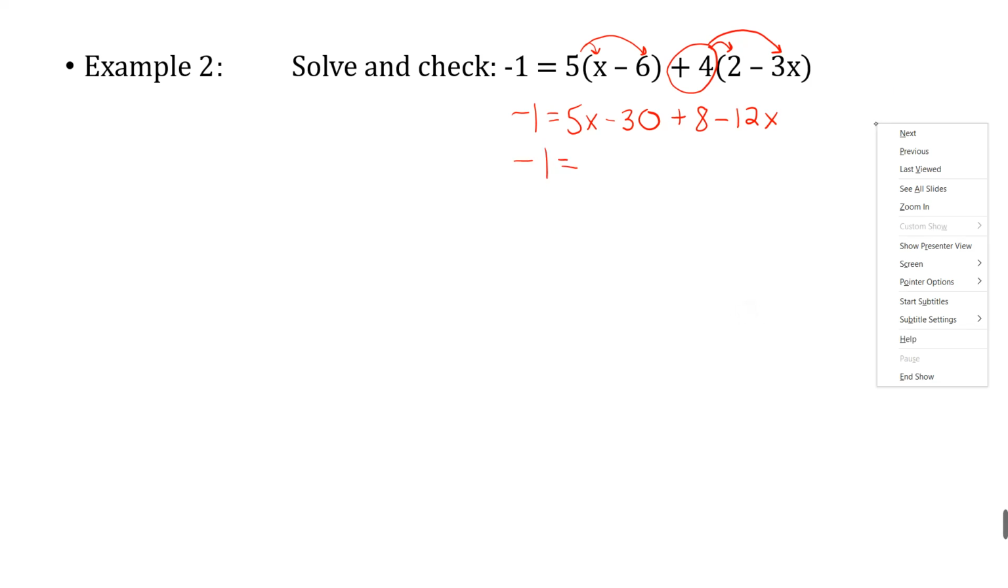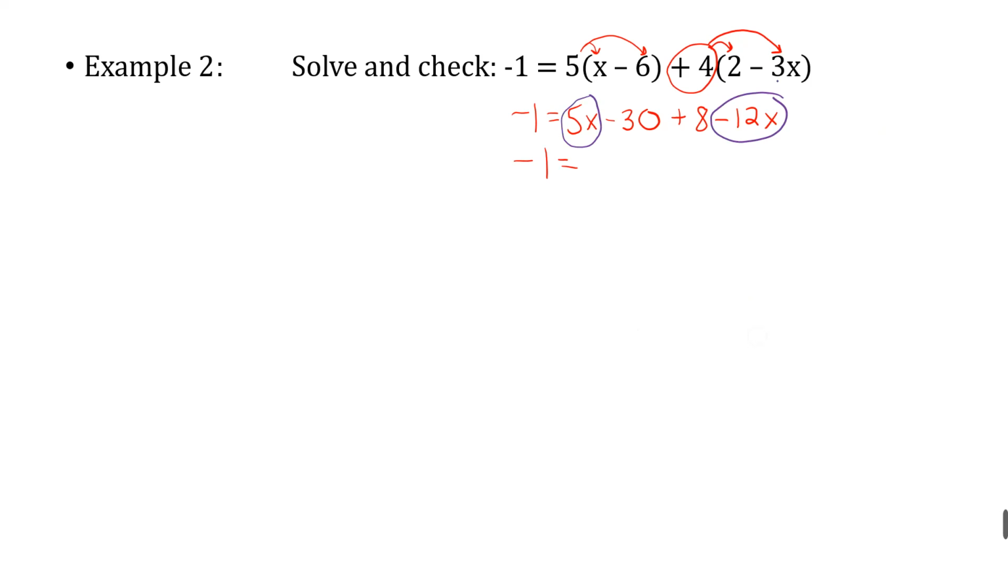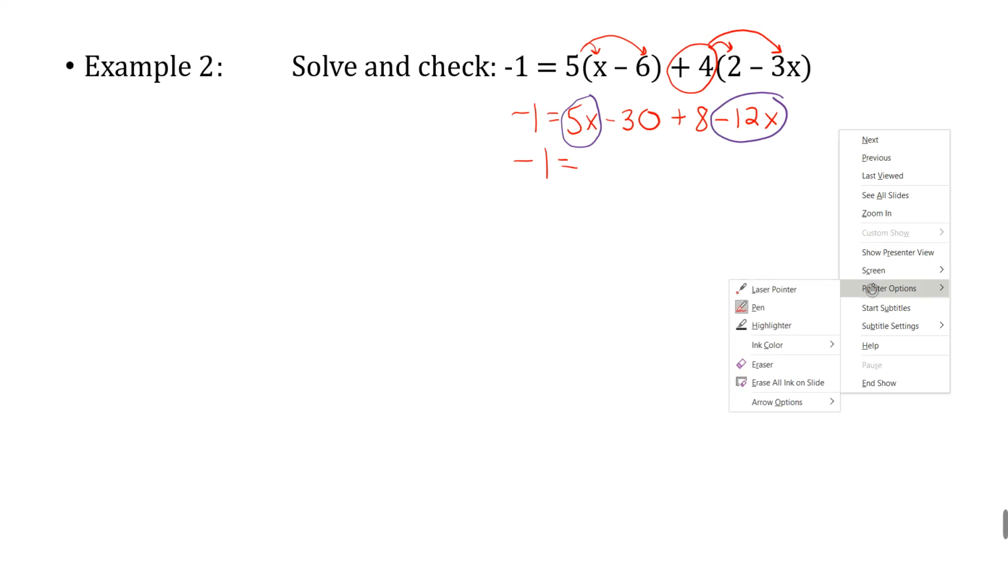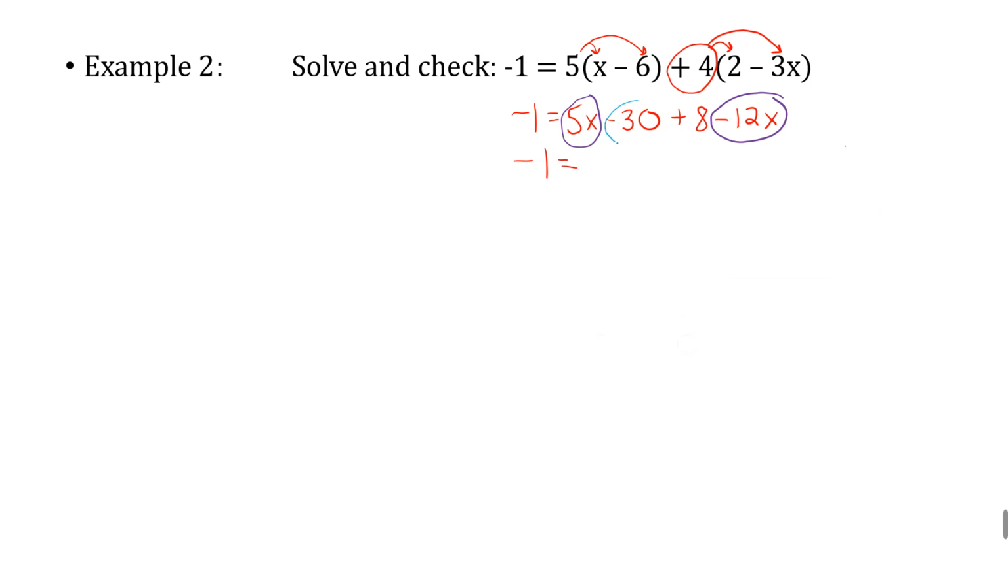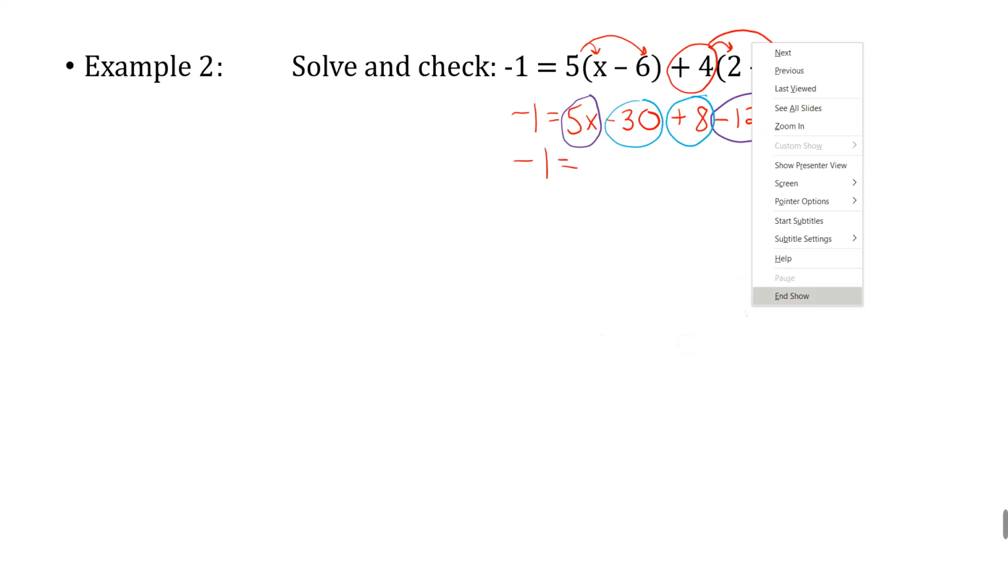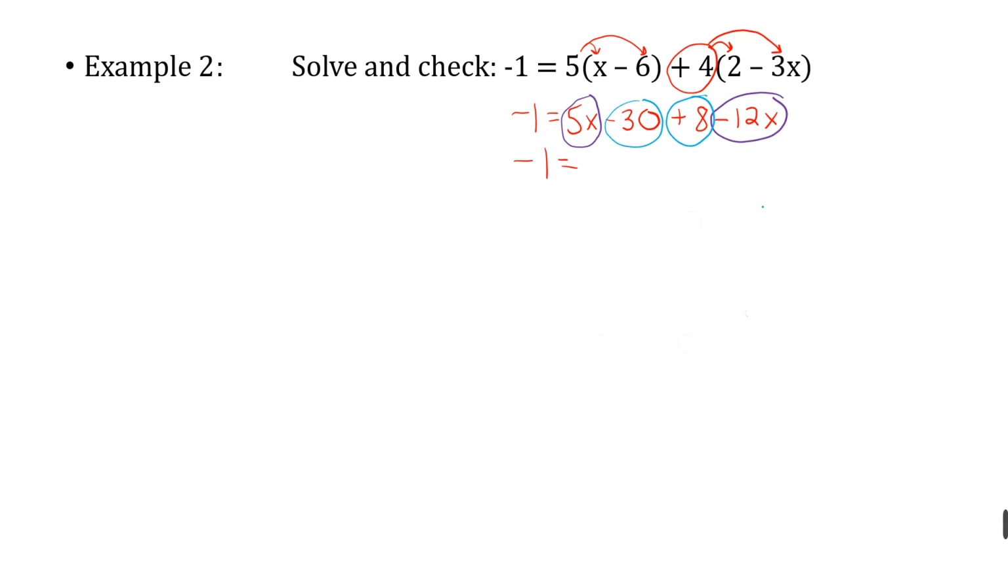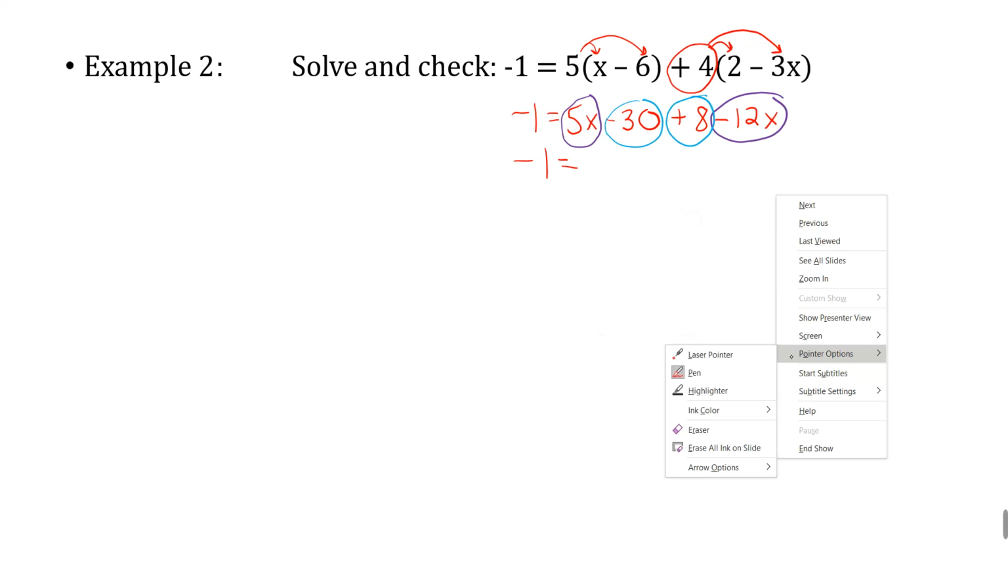Okay, so now on the right-hand side, I have two sets of like terms. I have like terms with x's in them, and I have like terms that are numbers. So 5x and a minus 12x, those are like terms. And then the minus 30 and the positive 8, those are like terms. So we need to combine them to get the right answer.